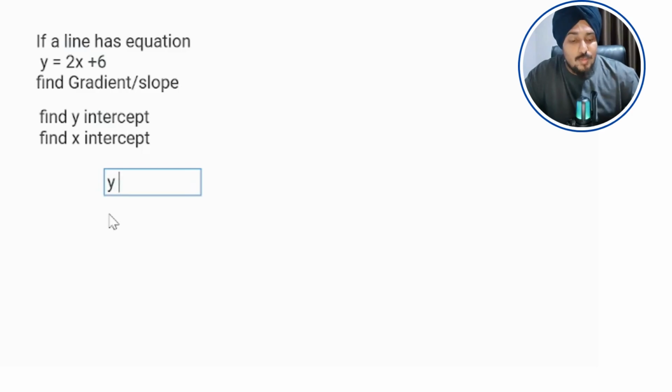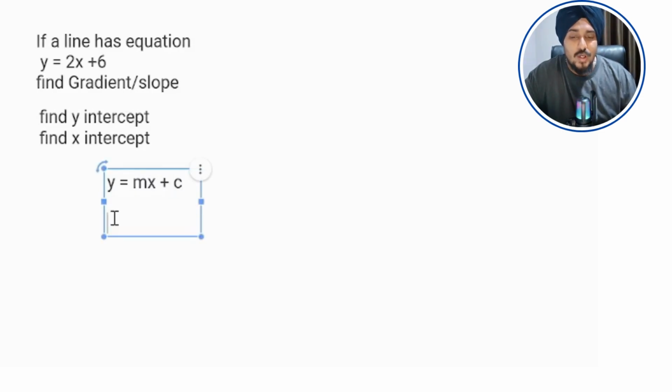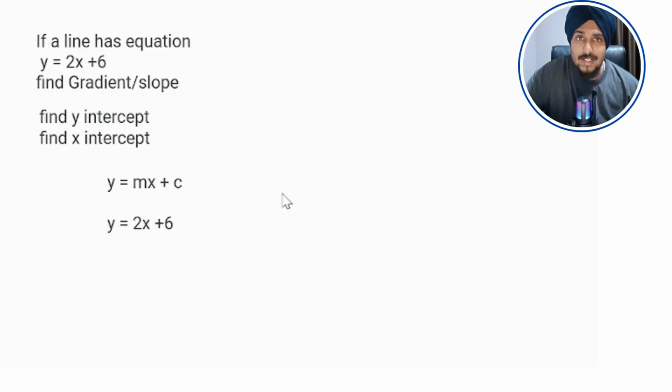You have to remember this equation: y is equal to mx plus c. Some people will write b, c, whatever, depends on you. But the equation that we are given is y is equal to 2x plus 6. Now, y and x are variables. They will be like that. I cannot change them. Y will be there. X will be there. Let them be there.